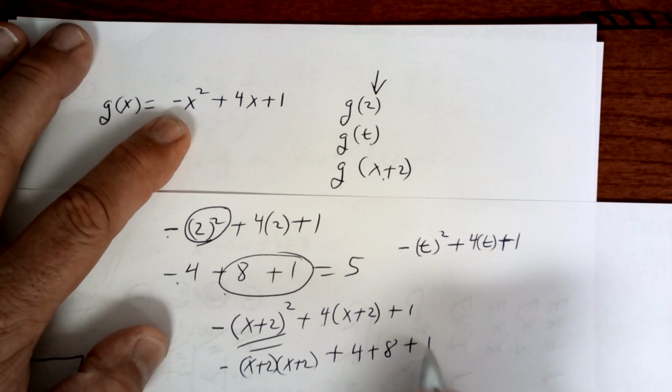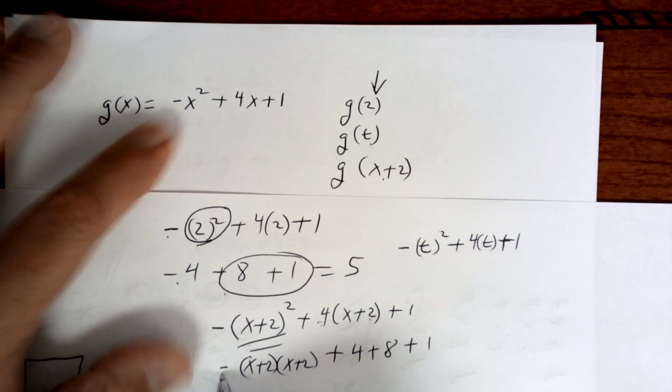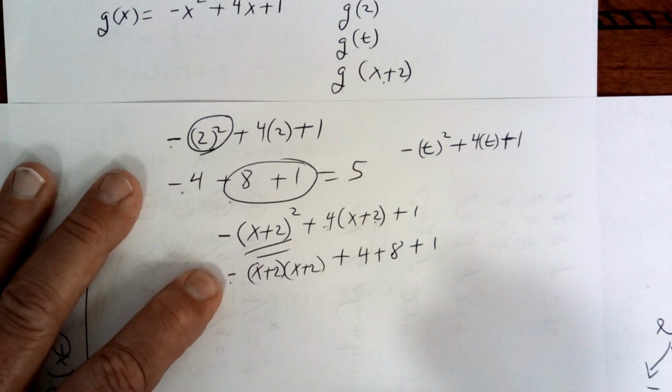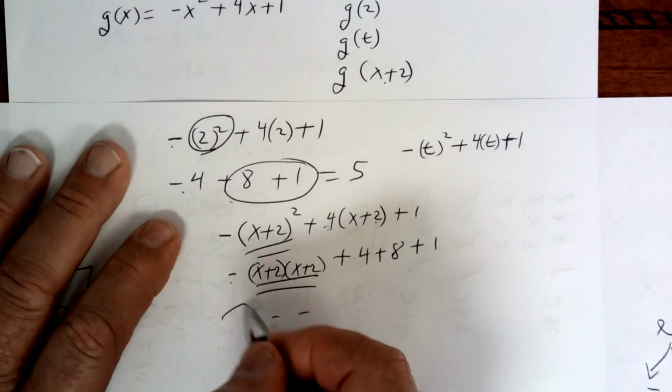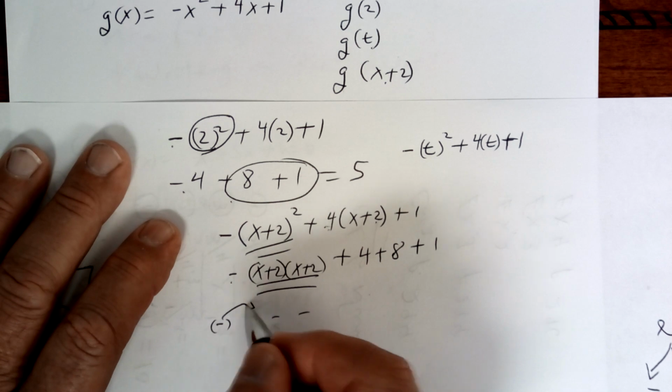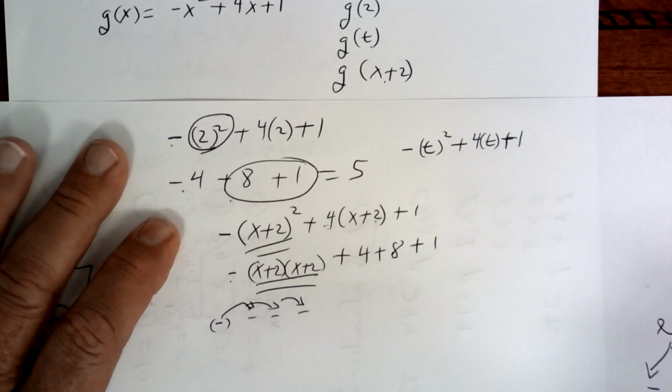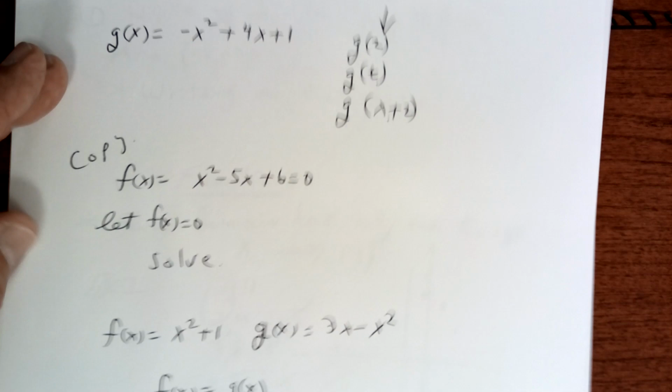And then when you're done, you have to distribute 4 times 2 is 8. You have to distribute that negative. So you're going to do FOIL first, and then whatever you get, which is going to be 3 terms, you have to distribute that negative sign. Make sure you do that. If you get stuck on those, let me know. And then one more here.